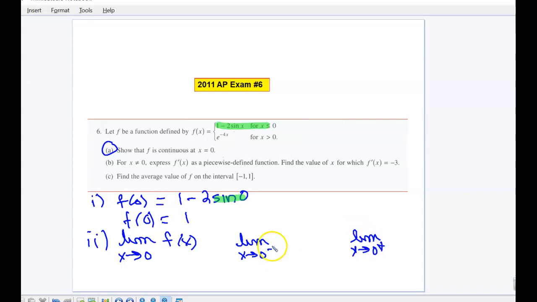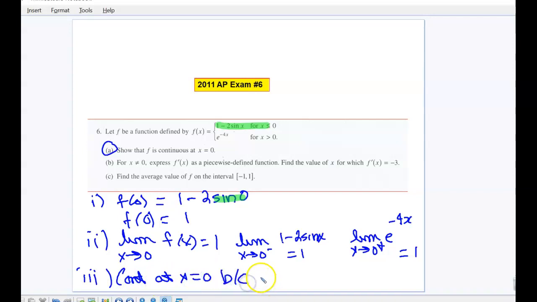So from the left, less than 0, I'm using the function 1 minus 2 sine x, and we found that equals 1. Coming from the right, I'm using e to the negative 4x. If I put a 0 in, I get negative 4 times 0 is 0, and e to the 0 is 1. So therefore, the limit as x approaches 0 is also 1 because the limit from the left and the right are the same. So part 3 now, we can say that the function is continuous at x equals 0 because the value of the function at 0 equals the limit as x approaches 0 of f of x, and those both equal 1.